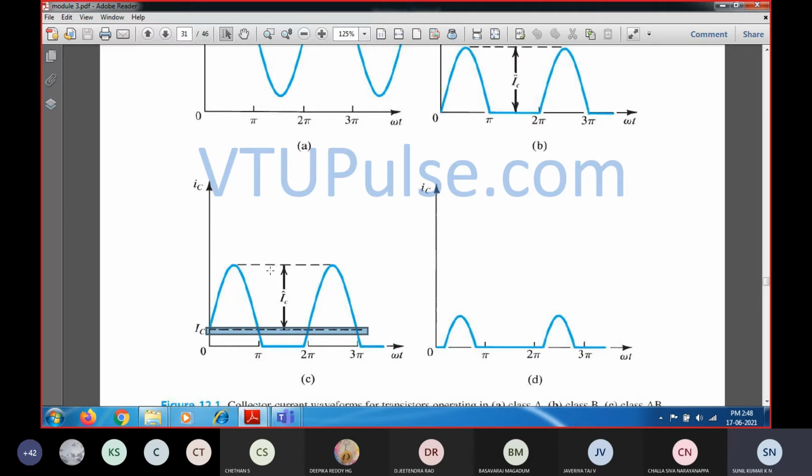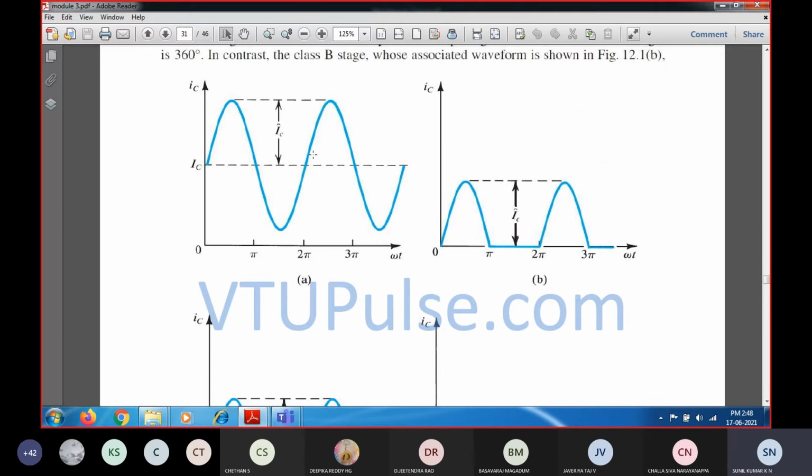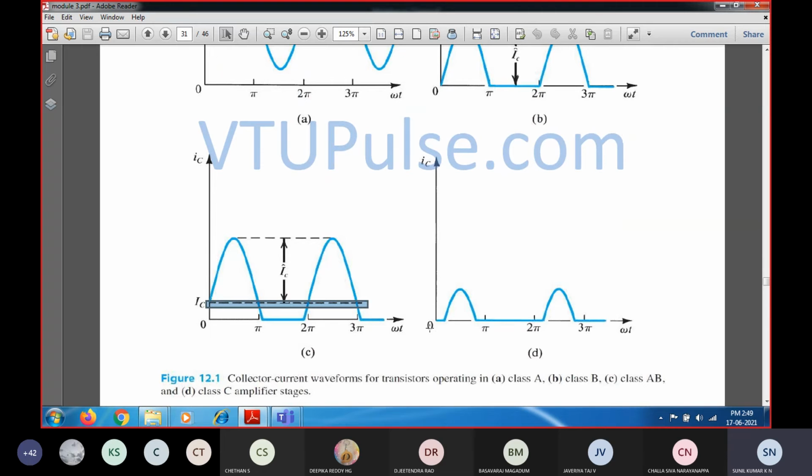If you select the Q point exactly at the center, you will get this output. If you select the Q point at the cutoff, you will get this type of output. Class AB overcomes the drawback of these two. You select the Q point just below the center of the load line, and at the same time just above the cutoff. When you operate this way, the operating angle of this class AB amplifier becomes greater than 180 and less than 270.